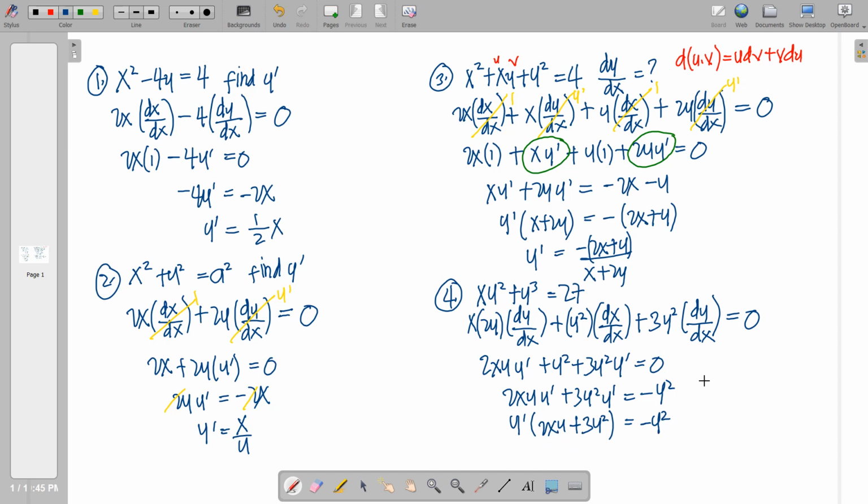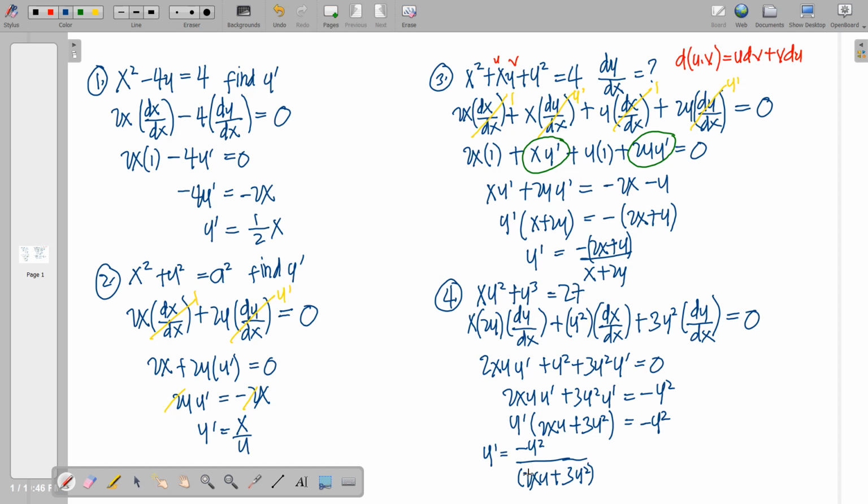Then solving for y prime, we'll have negative y squared over 2xy plus 3y squared. But notice here that in the denominator, we can still factor y out so that we can cancel one of the y's. So doing that, we have y squared all over, we bring out one of the y here, so we'll have an inside function of 2x plus 3y. So in here, obviously, we can cancel one of the y and finally come up with the simplified answer of negative, by the way, this is negative y all over 2x plus 3y.